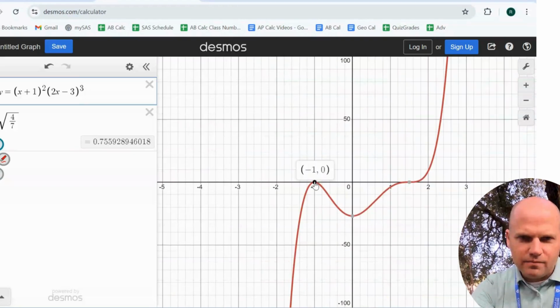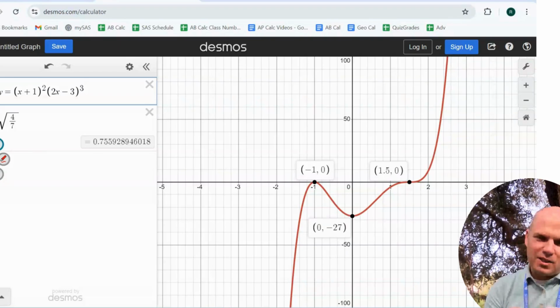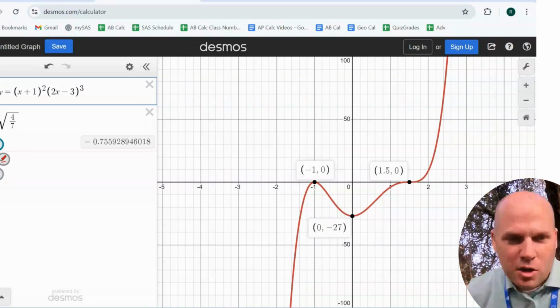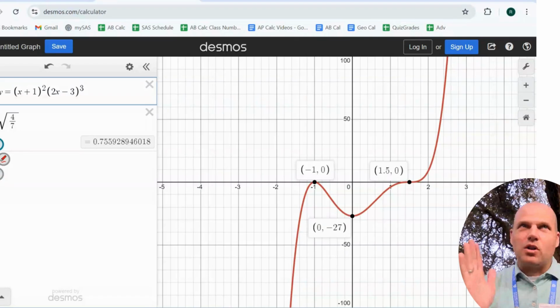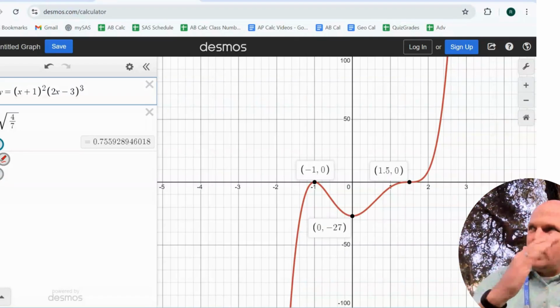Look at that. -1, 0, 1.5. That's actually pretty nice to see. Like it's a 5th power. We know polynomials, we know the end behavior. But here it's one of those where we flatten out and we keep going up.